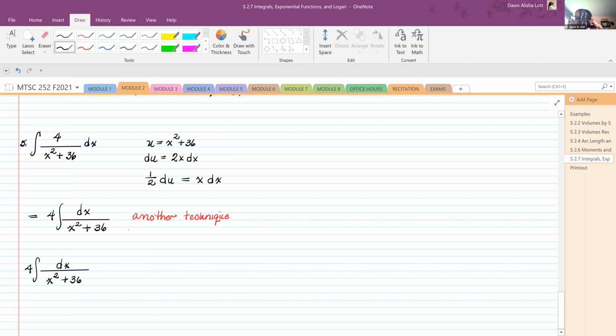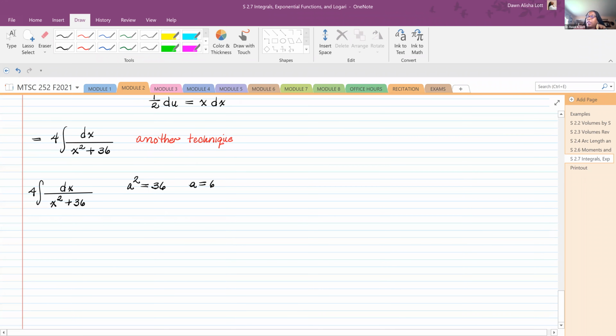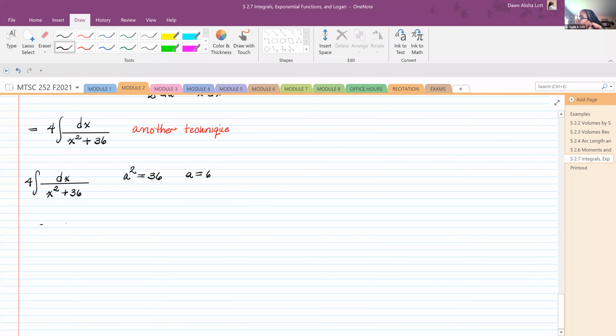So here I'm going to let a squared be 36, and so a is going to be 6. And this is a direct integral from the last test. This would be 4 times 1/6 tan inverse of x over 6 plus a constant. So this is going to be 2/3 tan inverse of x over 6 plus a constant.